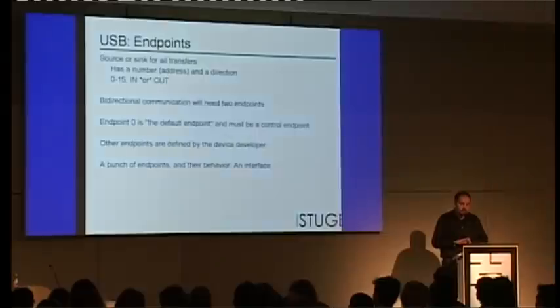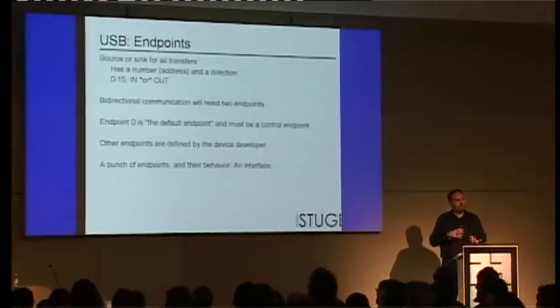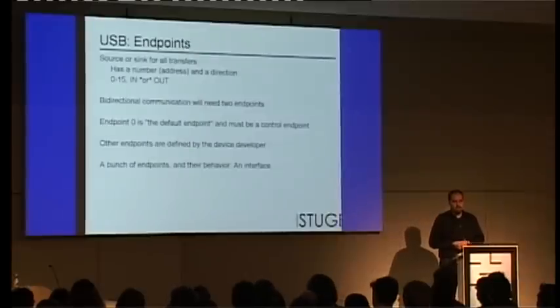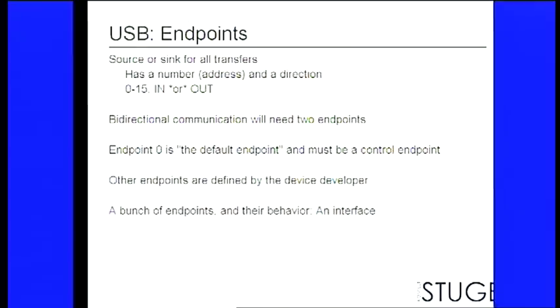Endpoints, a big important thing. This is what originates or receives all transfers. All data transfer to and from devices goes over endpoints. Each endpoint has a number and a direction, 0 to 15, and in or out, not really complicated. One thing to keep in mind is that if you're going to do bidirectional communication, then you're going to need two endpoints.